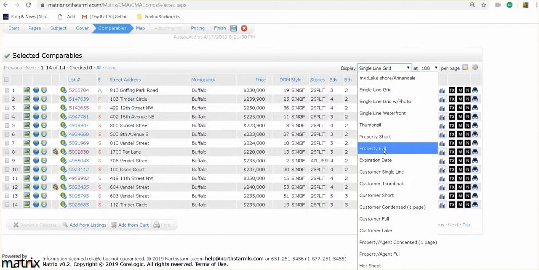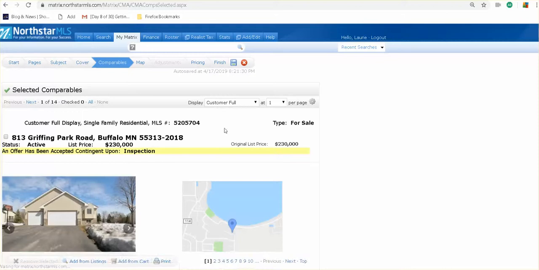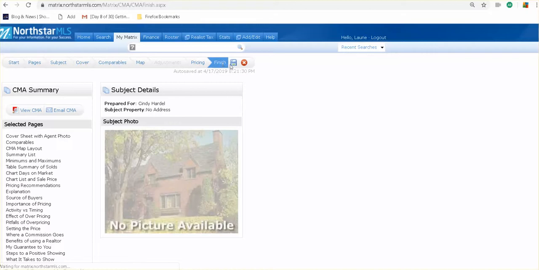Sometimes at this point I go ahead and do customer full, so that when I print out the report, it's shown that way to the seller. And I would click finish. And actually, I would hit save in there because I've had the power glitch out on me and lose everything. So there, it's been saved. Now, I can email the CMA, and she's going to get all these cover sheets, or I can view the CMA. So I just want to show you it in the view so you can see the finished product.